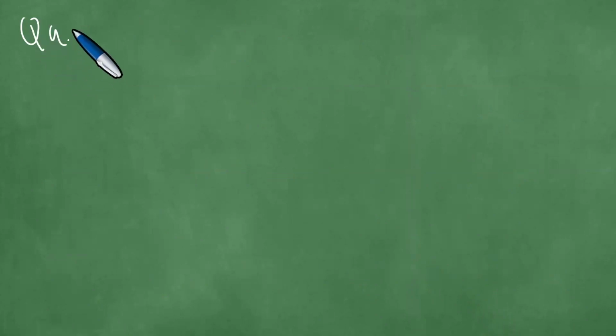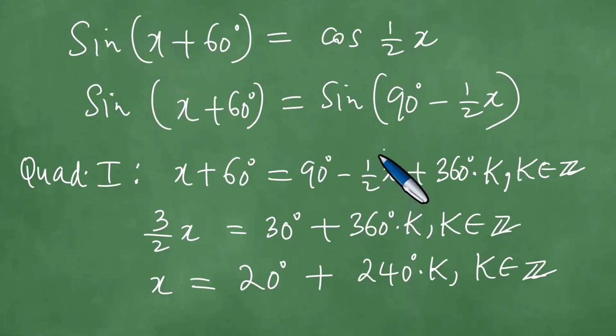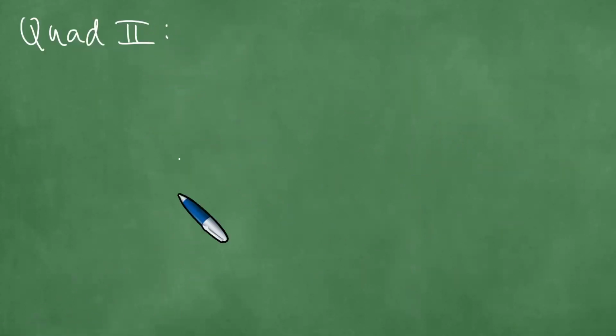Yes, because let's look at what happens in quadrant 2. Right, in quadrant 2, because the sine for this 90 minus x is in the first quadrant, making this positive, and therefore the sine is positive. So in the second quadrant, we shall use x plus 60 degrees.